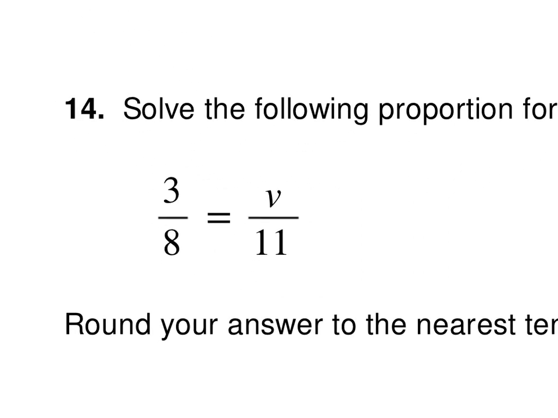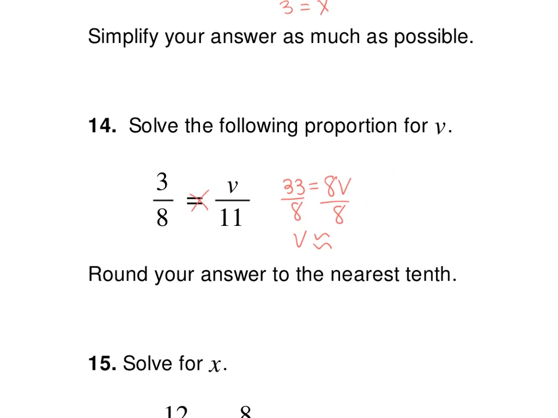Problem 14, we're doing the same thing. 3 times 11 is 33. 8 times v is 8v. Divide by 8, divide by 8. V is about, to 1 decimal place, I think when you type it in your calculator, you get 4.125, but we're rounding our answer to the nearest tenth, so that's 1 decimal place, so that's going to be a 4.1.